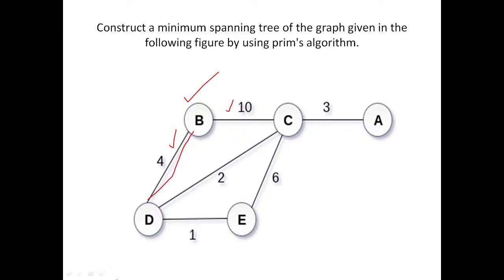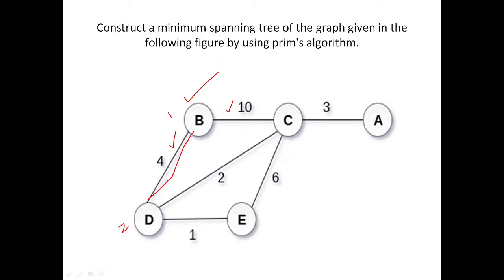Now, D is our new vertex which we have to explore. First we explored B, that was number 1. Now the number 2 vertex which we have to visit is D. Now D has 3 adjacent edges: number 1 is DE, number 2 is DC, and number 3 is DB. But it is an undirected graph, so the edge BD is the same as DB. We cannot consider the edge which has already been visited or included. So now we have only 2 edges.